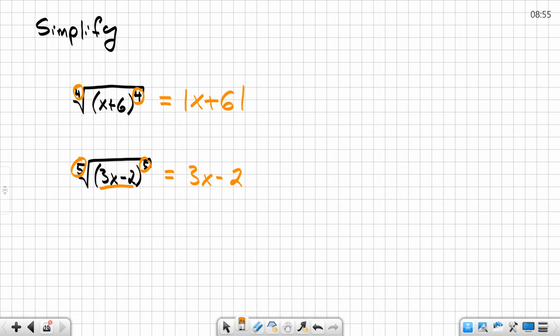Next time we are going to look at how to do not perfect squares and cubic roots and all of that.